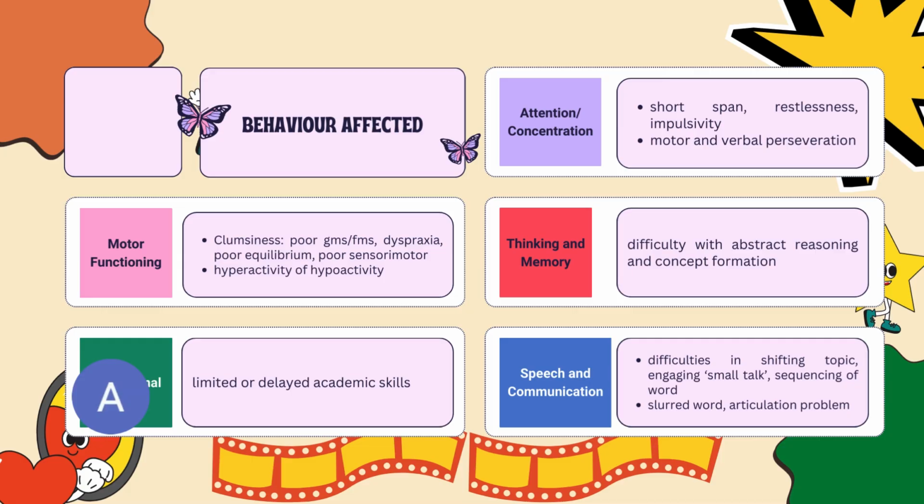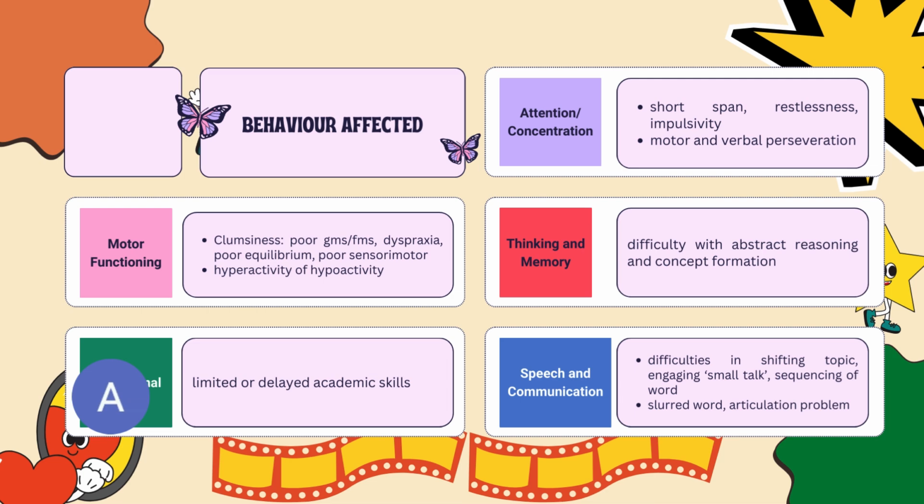So what are the behaviors that are usually shown in people with learning disability? The occupational therapist suggested nine different categories that would exhibit different behaviors in children. First of all, those with motor functioning disabilities. This would affect them in terms that they become more clumsy. They would have poor gross and fine motor skill. They would have dyspraxia, poor equilibrium, and poor sensory motor.